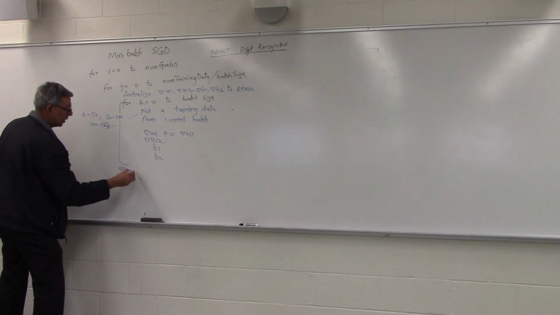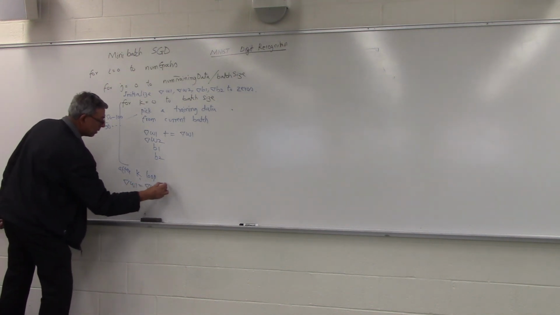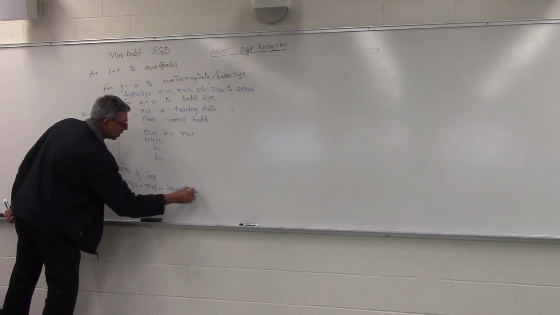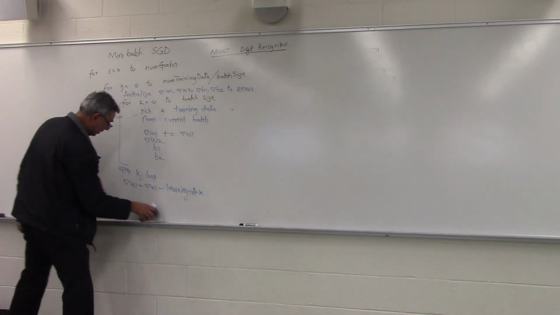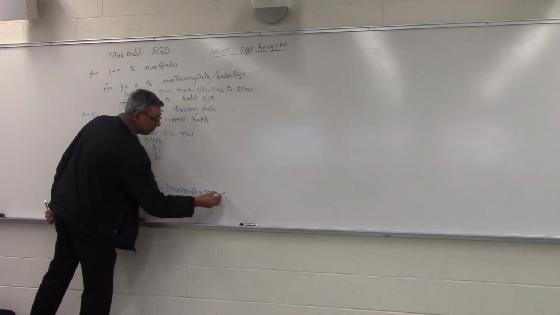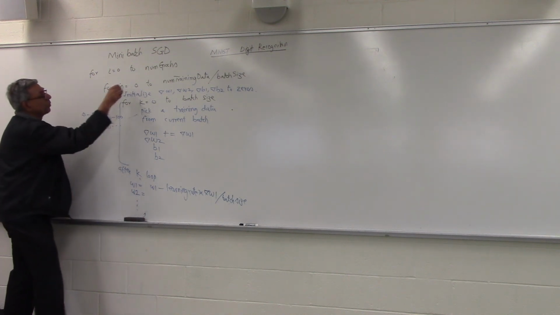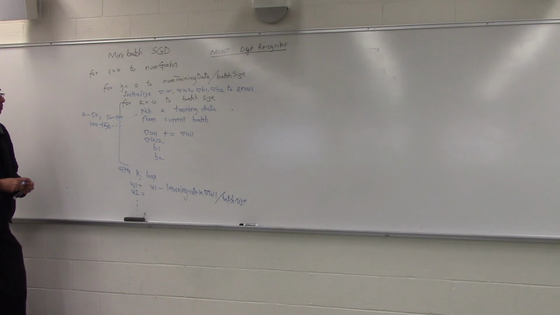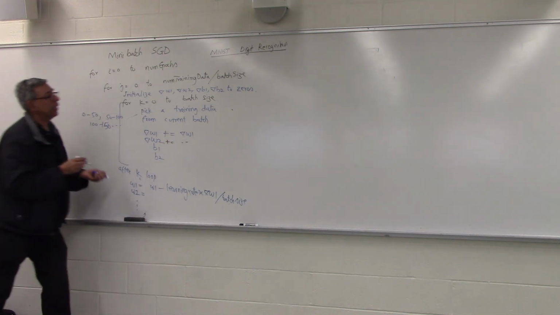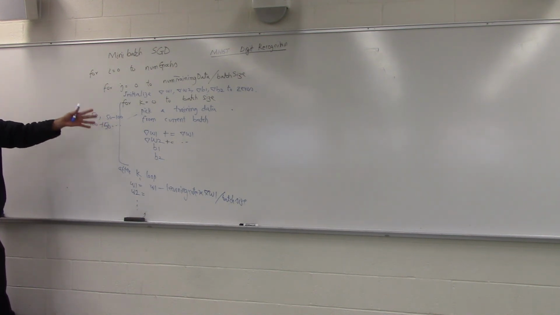So after the k loop, you will do W1 equal to W1 minus learning rate times delta W1 divided by the batch size. Same thing for W2 and so on. So your mini batch algorithm will look something like this in pseudocode form. Hopefully you guys will be able to go and put it in your current assignment.